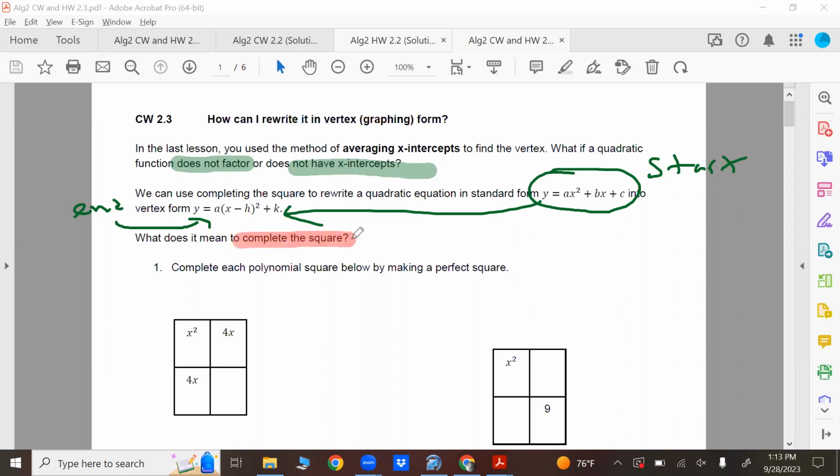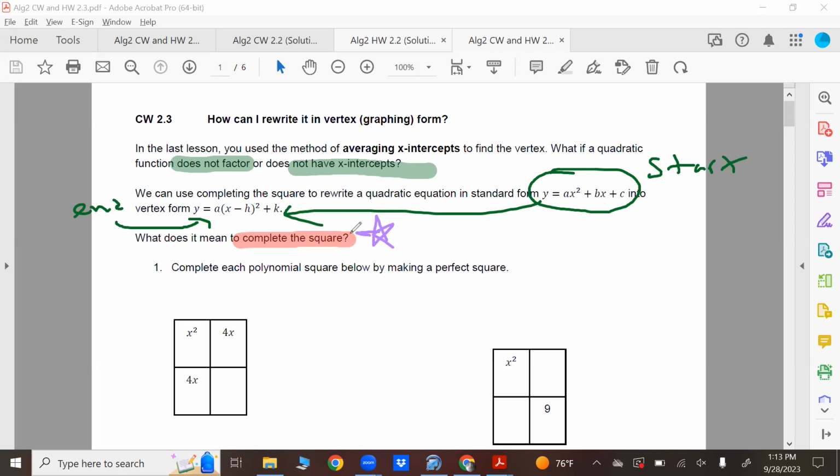Have you guys done completing the square in Algebra 1, perhaps, or last year? I don't know. So it might be an old topic, which is good. If it's new, that's fine too. Sometimes it's introduced for the first time in Algebra 2. But this is going to be the key step, completing the square. Very, very important. How do we do this?